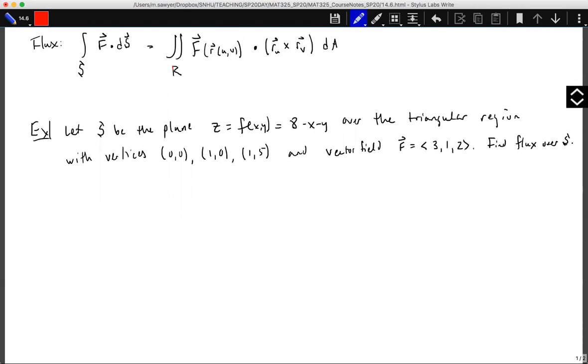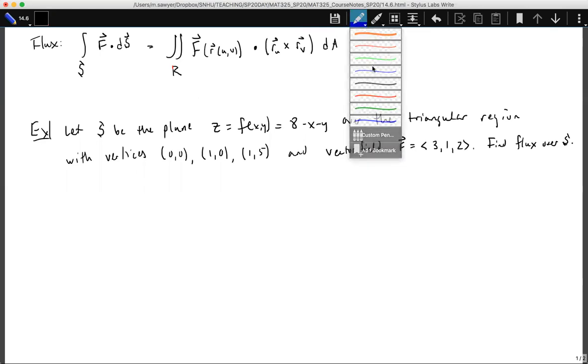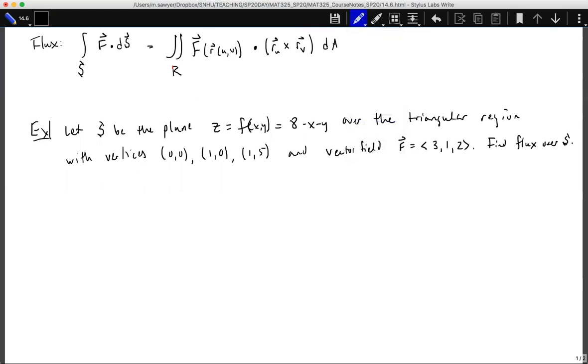So let's look at an example here. Let S be the plane z equals f of x, y equals 8 minus x minus y over the triangular region with vertices (0, 0), (1, 0), and (1, 5), with vector field F equal to (3, 1, 2). So this is a vector field that doesn't vary with respect to x, y, or z. And we're asked to find the flux over the surface.